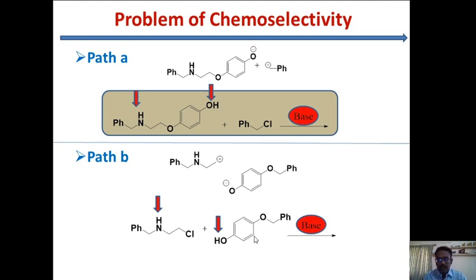Okay, now I think you clearly understood why we are eliminating the possibility of breaking bond A and bond B, because of the chemoselectivity problem. Because here we have two functional groups, they are not selectively reacting. When you treat with base, both are reacting in the same way, since both have the acidic proton.